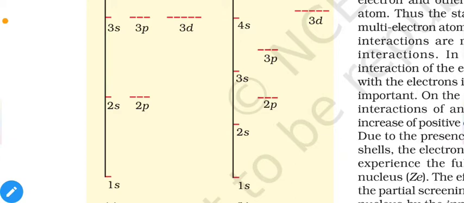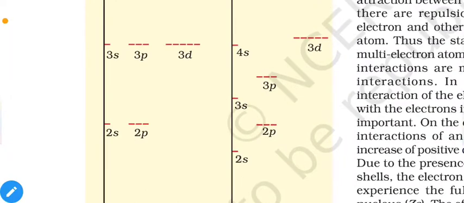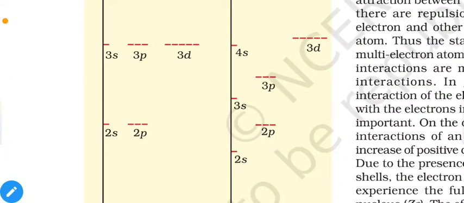As you can see, 1s has less energy than 2s, but 2s is less than 2p, and 2p is less than 3s, 3s is less than 3p. Then something odd is observed. 3p is less than 4s, but 4s is less than 3d. That means an orbital of principal quantum number 4 has less energy than one of principal quantum number 3. Why this type of situation occurs, we will discuss.